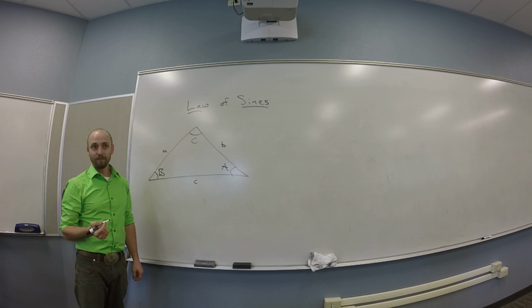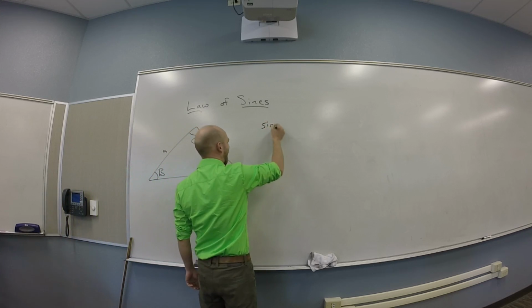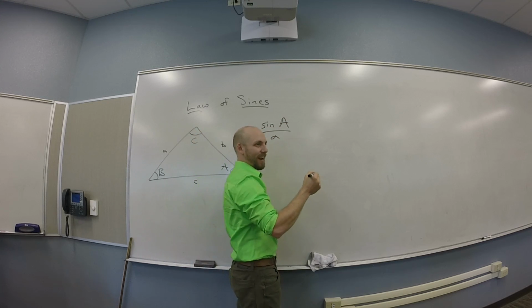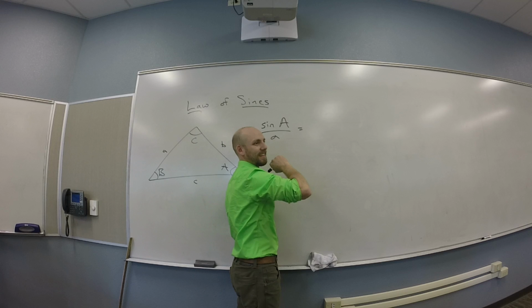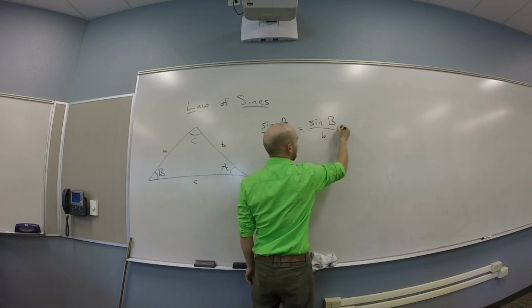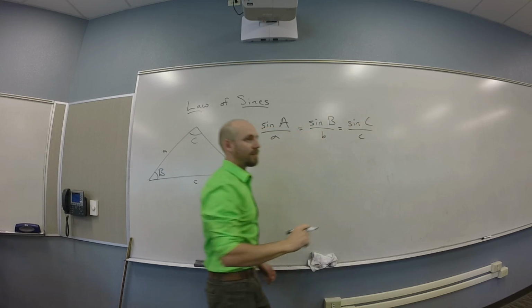So what is the law of sines? Anybody remember? Sine of A over A equals sine of B over B equals sine of C over C. Yay! You're done. That's what we need to know.